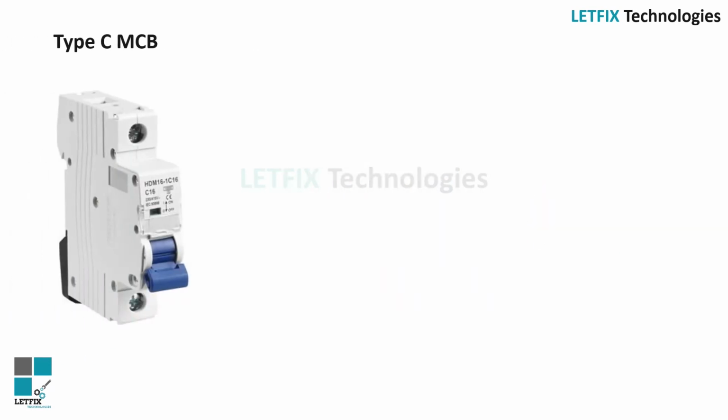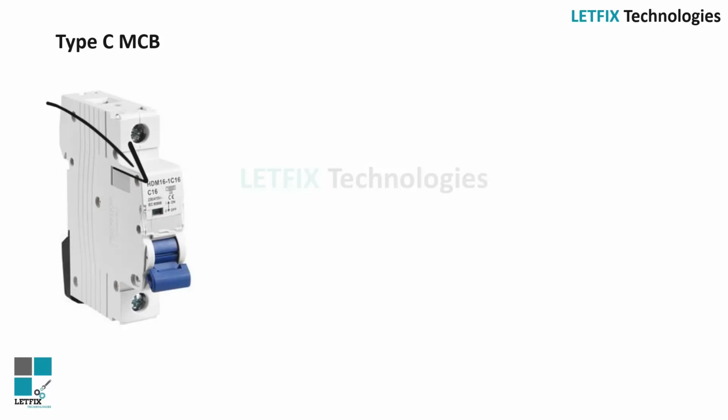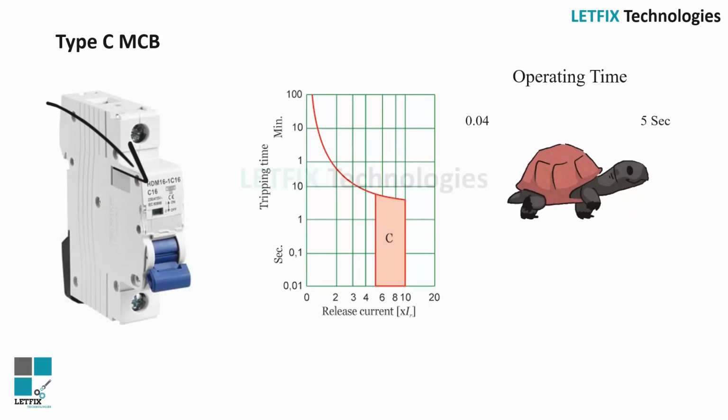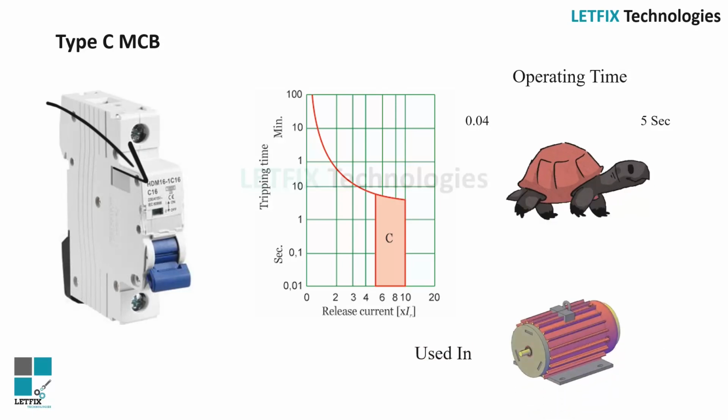Type C MCB. This type of MCB trips between 5 and 10 times the full load current. This is used in a commercial or industrial type of application where there could be chances of higher values of short circuit currents in the circuit.